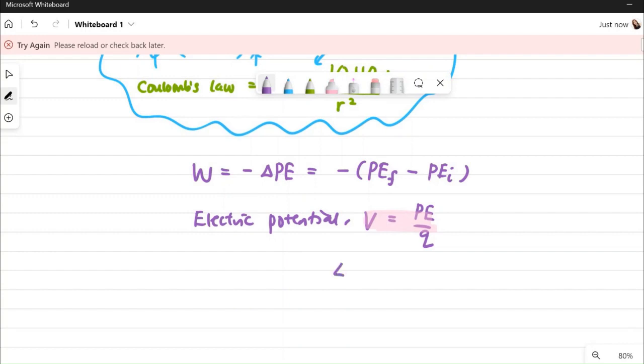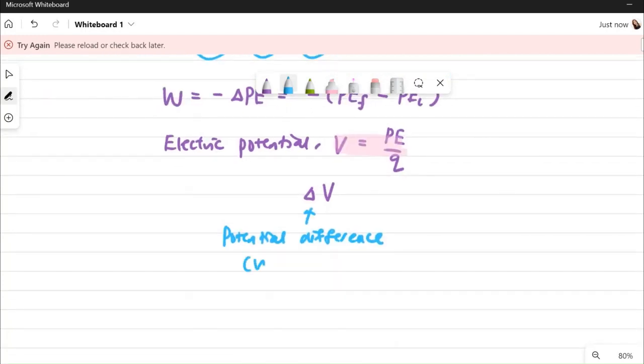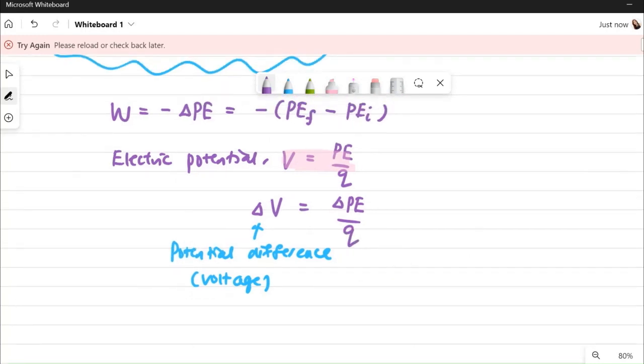Therefore, the electric potential difference, which we call potential difference, can sometimes also be called voltage. Potential difference is equal to the change of potential energy per unit charge. The change of potential energy is equal to negative work done, because work done is equal to the negative change of potential energy. Therefore, potential difference is negative work done per unit charge. That is how you define electric potential and potential difference.